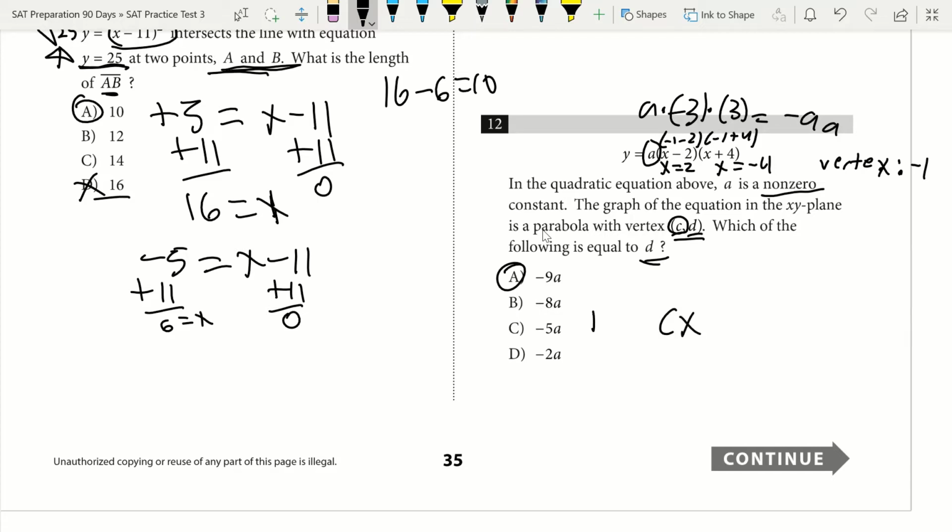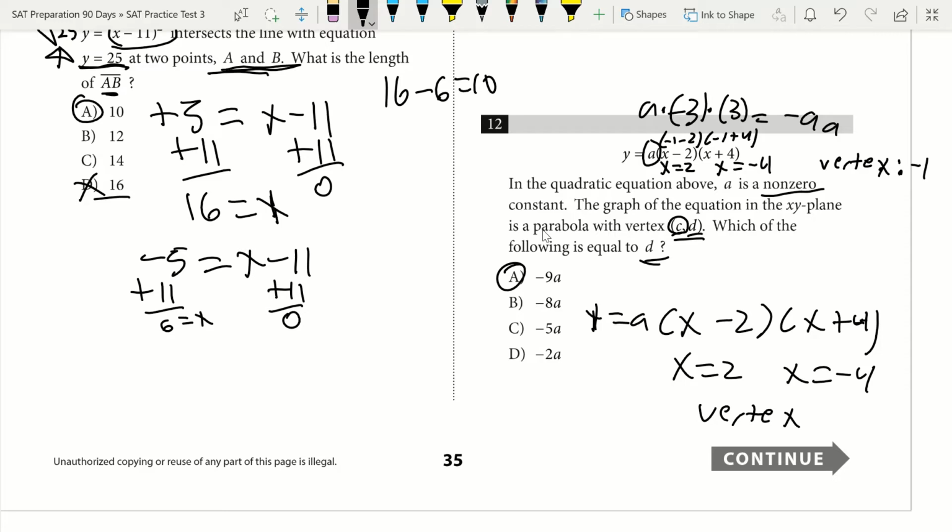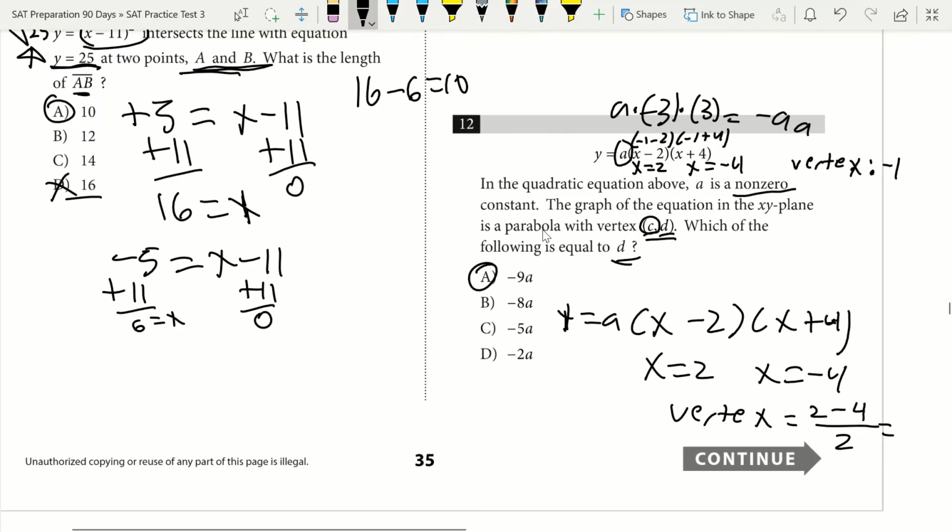So as far as what to understand for this, I would put this in your notes. If you're given an equation like this, y equals a times x minus 2 times x plus 4, immediately recognize that your vertex has to be in between your zeros. So we know that a zero is going to be at x equals 2, and a zero will be at x equals negative 4. Then our vertex has to be equal to 2 minus 4 over 2, right? And if we do that, we see that that's negative 2 over 2, which is negative 1.